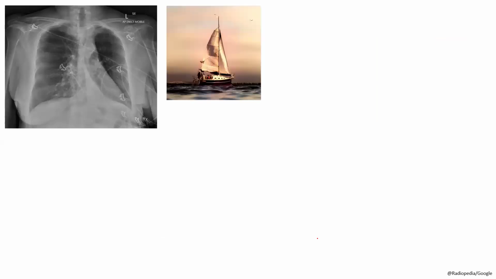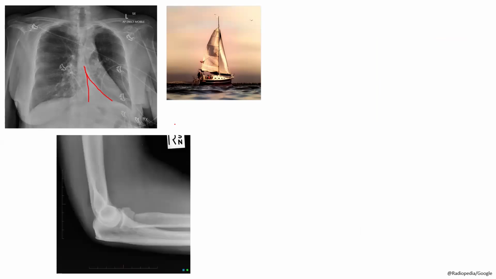Name the sign here. This is sail sign. So you can see here a sail-like structure is seen in the lung, and so this indicates left lower lobe collapse, and this is the sail sign. Sail sign has also been described in other parts of the body. For example, in this lateral radiograph of elbow, you can find sail sign here, anteriorly as well as posteriorly, which indicates elbow joint effusion, which is causing uplifting of the fat pad, giving sail sign.